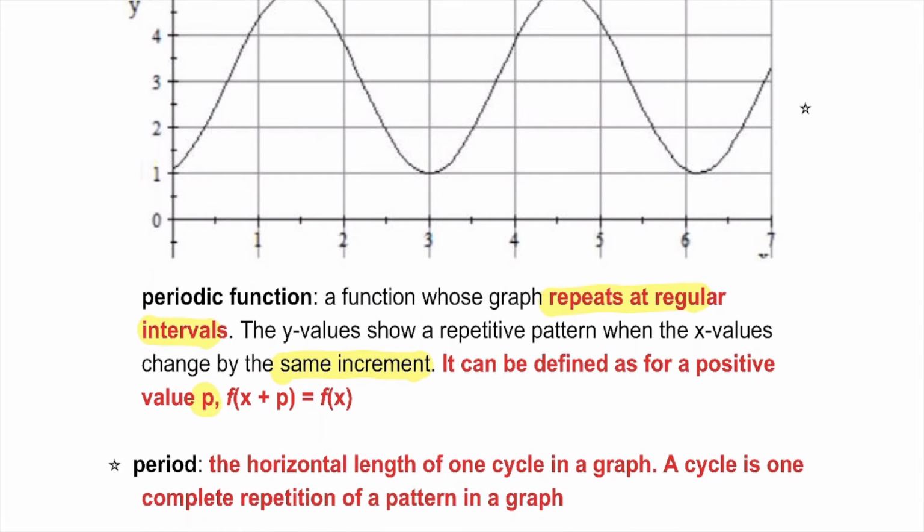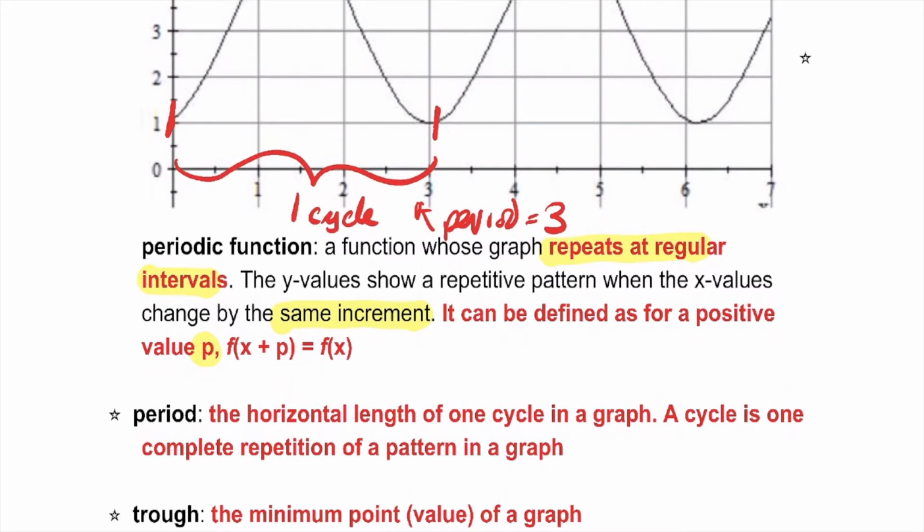The period is defined as the horizontal length of one cycle. We haven't defined cycle yet. A cycle is basically one part of the graph where it starts repeating. For example, we may say that the graph repeats from here to roughly around here. So this in itself is one cycle. The period is how long it takes for that cycle to repeat. So in this case, the period would be 3. It repeats every 3 units.